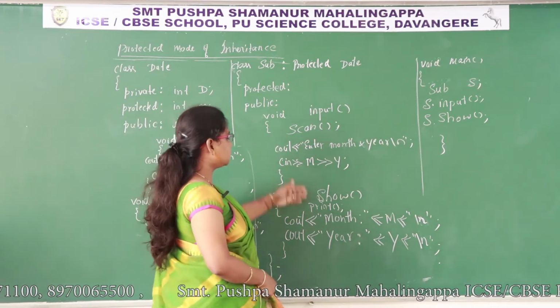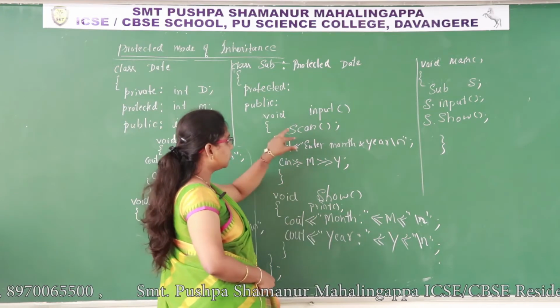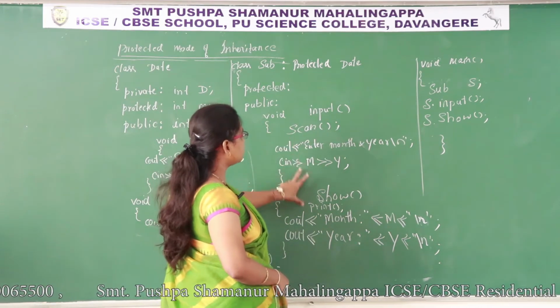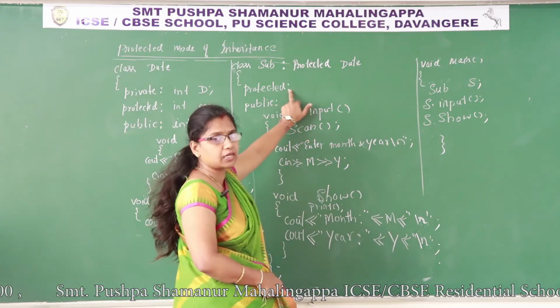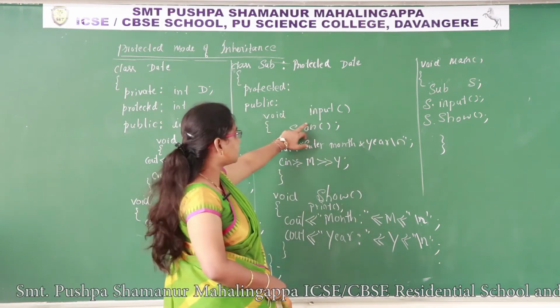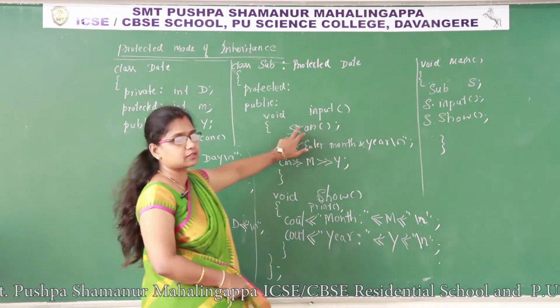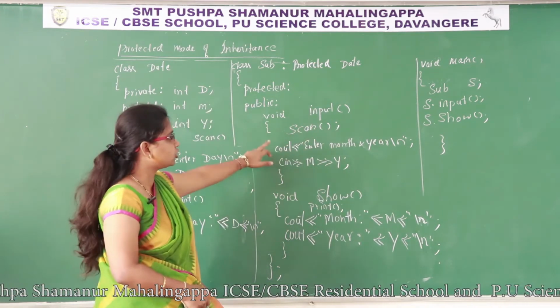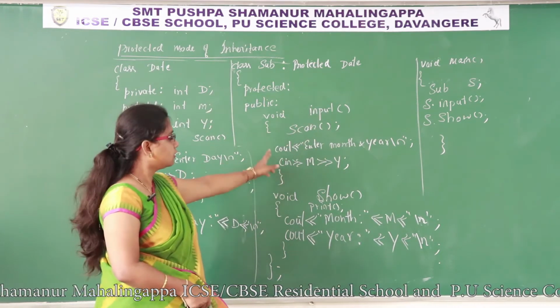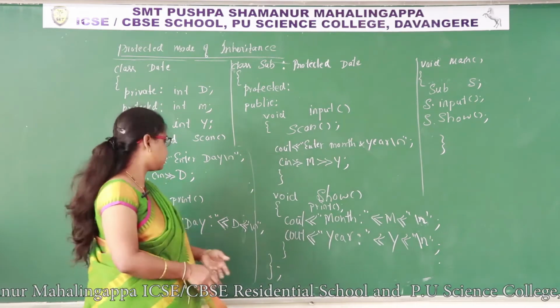Why have we called these two functions in this function? These scan function and print function are the protected members of the derived class. A protected member can be accessed through the member function of that class. So I have written these two function calls inside this member function definition.